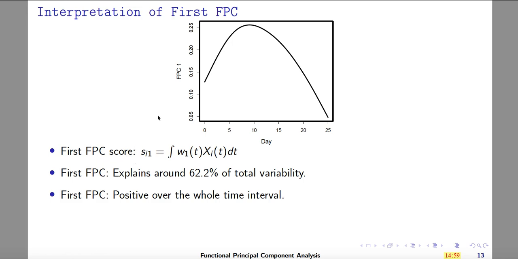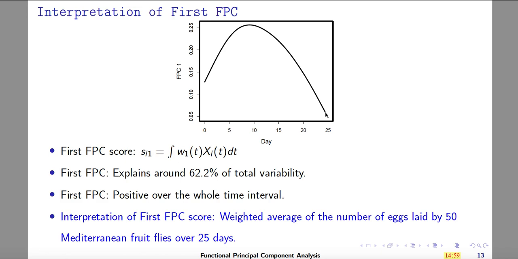So we put more weight around day 9, and less weight in the later stage, right? Therefore, we can interpret the first FPC score as the weighted average of the number of eggs laid by 50 fruit flies over 25 days. This is the interpretation for the first FPC scores.